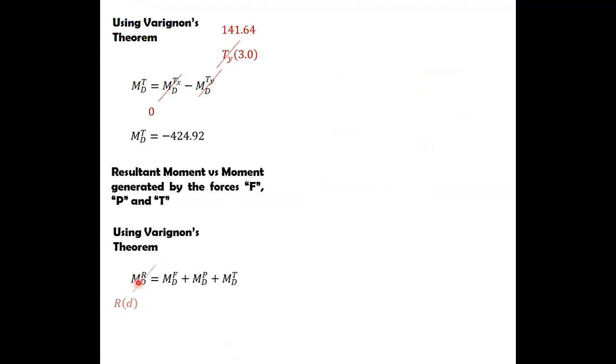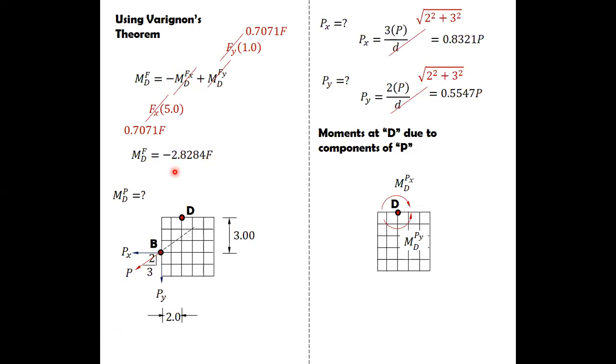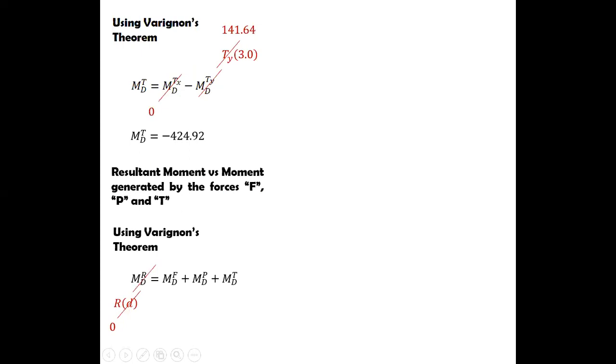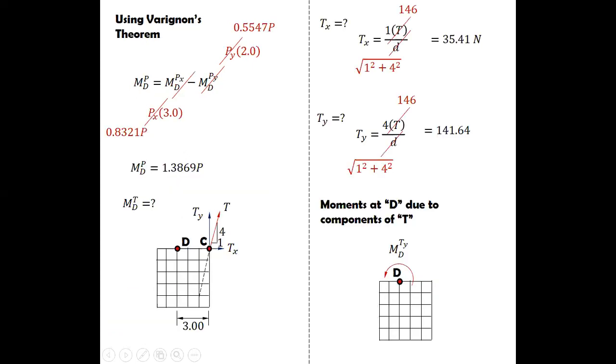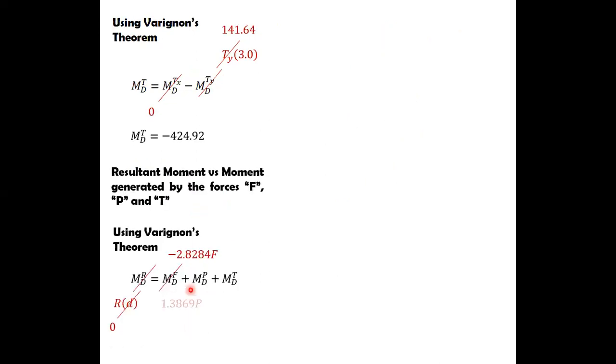Okay, so let us substitute. So if this is R multiplied by D, R is the resultant force, D is 0. So again, the reason why it is 0 is because the resultant force is passing through point D. And then i-substitute natin yung moment na na-generate ng force F. So balikan natin yung previous slide. So that is again equivalent to this, negative 2.8284 F. Okay, substitute natin. And the next is the moment generated by inclined force P. So that is equivalent to this, positive 1.3869 P. Okay, and the next is this. So this is equivalent to negative 424.92.